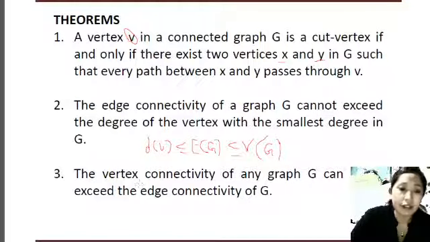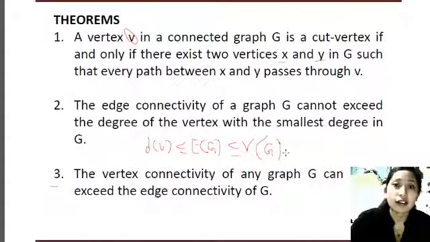So its edge connectivity will always be greater than or equal to the minimum degree of any vertex in that given graph. Similarly, the third property says that the vertex connectivity of a graph will always be greater than or equal to edge connectivity. This is because the vertex connectivity defines the set of edges which will also be removed if you remove a vertex. So then it should always be greater than or equal to the minimum number of edges, removal of which will make your graph disconnected.